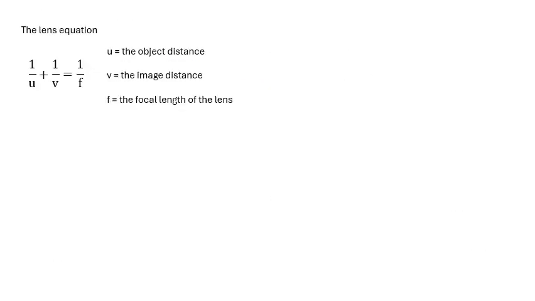Remember little u and little v, because this is the lens equation. This is the relationship between u, v and f, where f is the focal length. So 1 over u plus 1 over v equals 1 over f. We'll have a look at an example using this equation on the next slide.